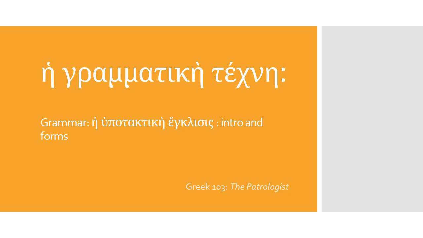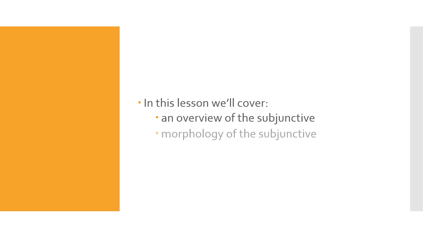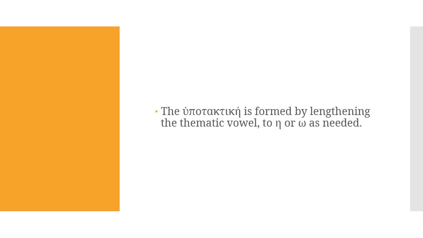Grammatike techne, grammar: hypotaktike, the subjunctive mood, intro and forms. In this lesson we'll cover an overview of the subjunctive, as well as the morphology of the subjunctive. The hypotaktike, the subjunctive, is formed by lengthening the thematic vowel to eta or omega as needed. So the thematic vowel, typically omicron or epsilon, becomes omega or eta.